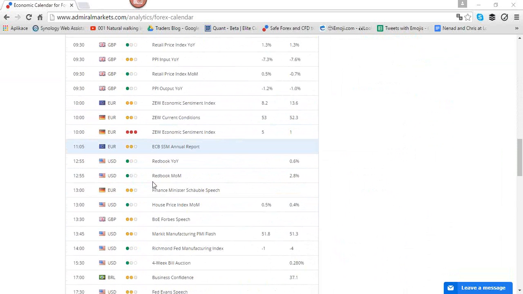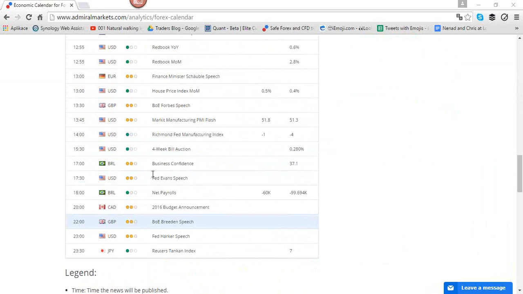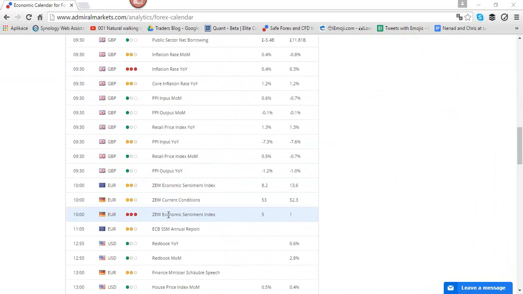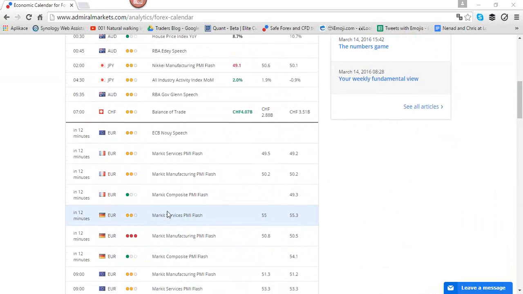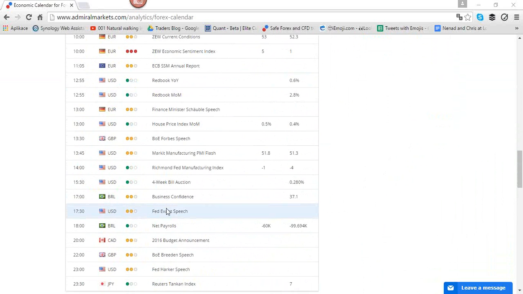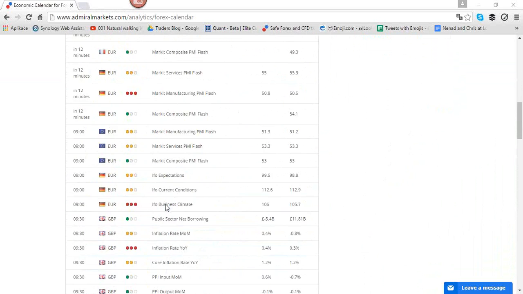But let me finish this calendar thing here. Economic sentiment, inflation rate, and business climate. So we have some news in the Eurozone today to be cautious of.